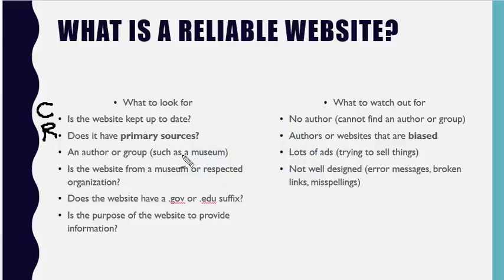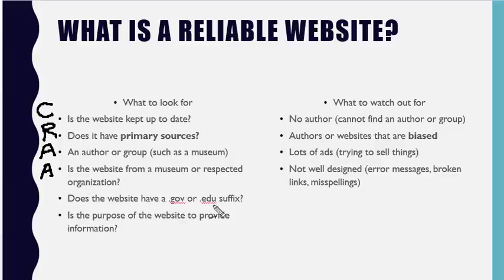Next, an author or group. So that letter in the crap model would be A for authority, right? You want it to have an author. Is the website from a museum or respected organization? That would also be A. So we're doubling up on the A there. That's okay. That has to do with authority.